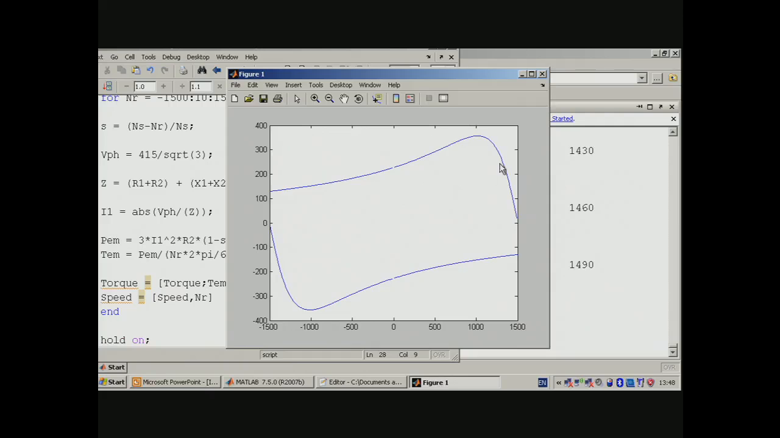One is positive torque, positive speed. This area is for positive torque, negative speed. This area is for negative speed, negative torque, which means it's spinning backwards, motoring. This is for positive speed, negative torque, where it's generating. So this is motoring, and this is generating, and then generating here. Those are the four quadrants of operation of the induction machine.